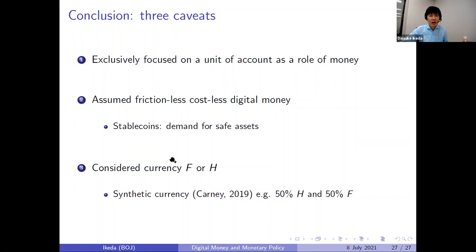So let me conclude with three caveats. In this paper, I exclusively focus on the unit of account role of money, but there are other roles of money, such as medium of exchange. Also, I assume frictionless, costless digital money, but if we really want to model stablecoins, then the stablecoins are backed by safe assets, so there would be consequences on demand for safe assets. And finally, I consider currency F, foreign currency or home currency, but there could be synthetic currency as argued by Mark Carney. Thank you very much.